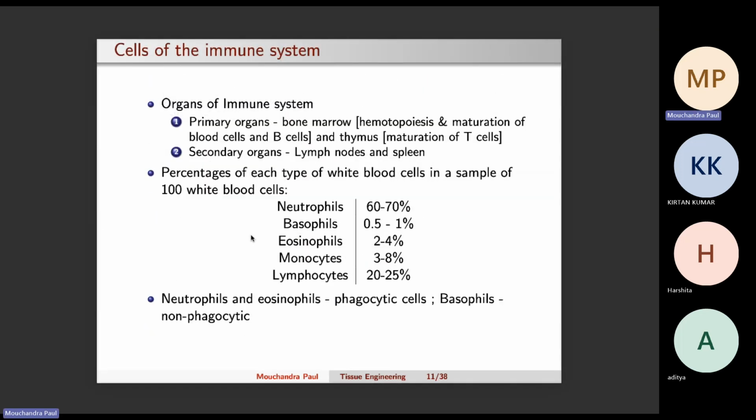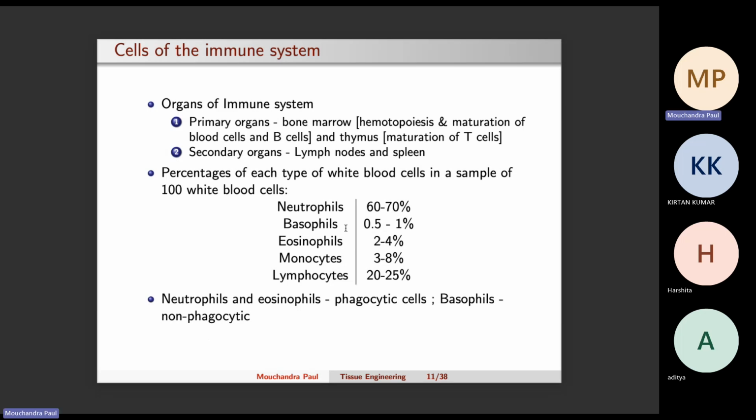So if I take 100 white blood cells and see the percentage of different kinds of white blood cells, what will be the finding? We find that neutrophils comprise around 60 to 70%. The next highest number is of the lymphocytes, meaning the T cells, B cells, natural killer cells together, and the remainder is composed of the basophils, eosinophils, and monocytes. These are the remaining white blood cell types. And monocytes can further differentiate to macrophages, that is why macrophage is not mentioned here.